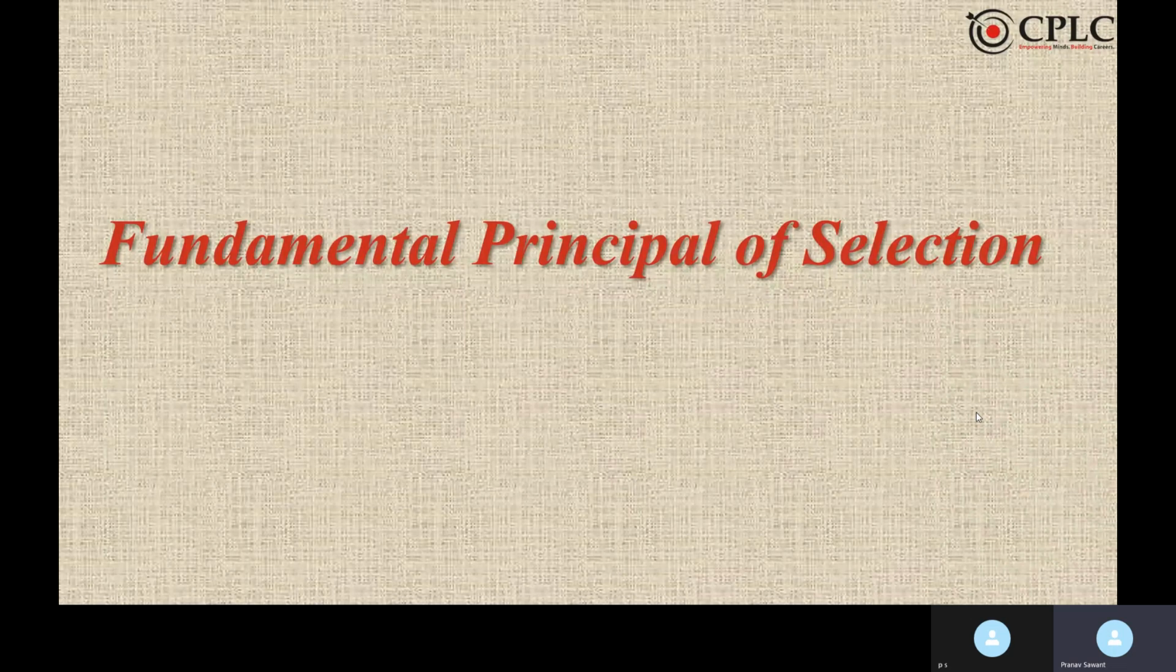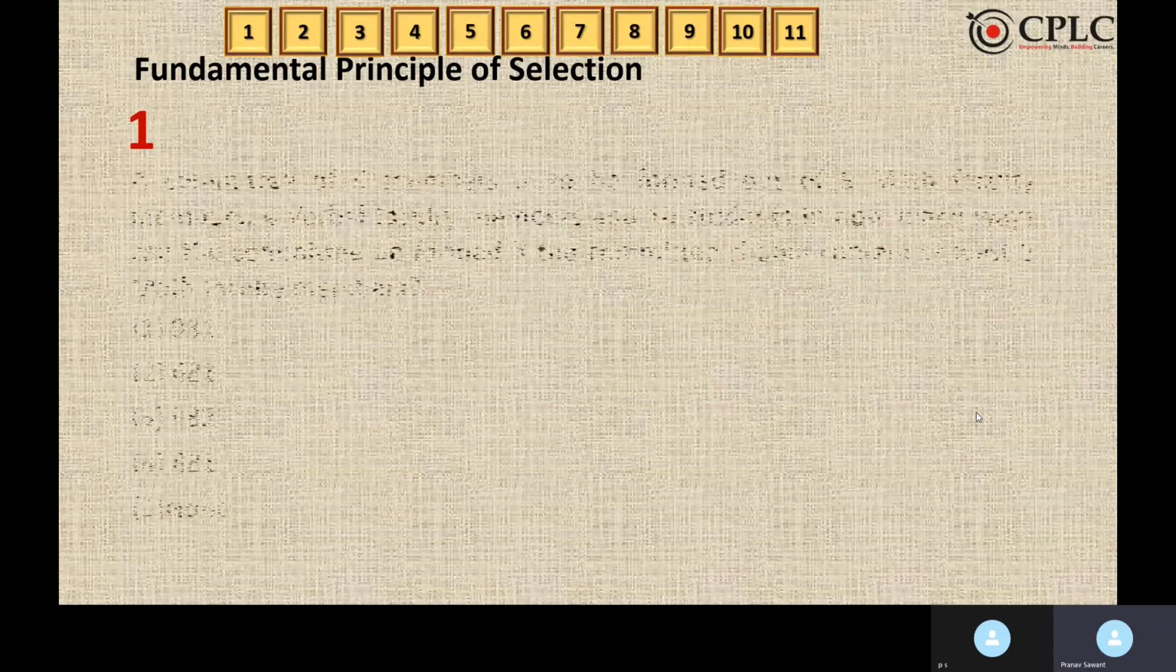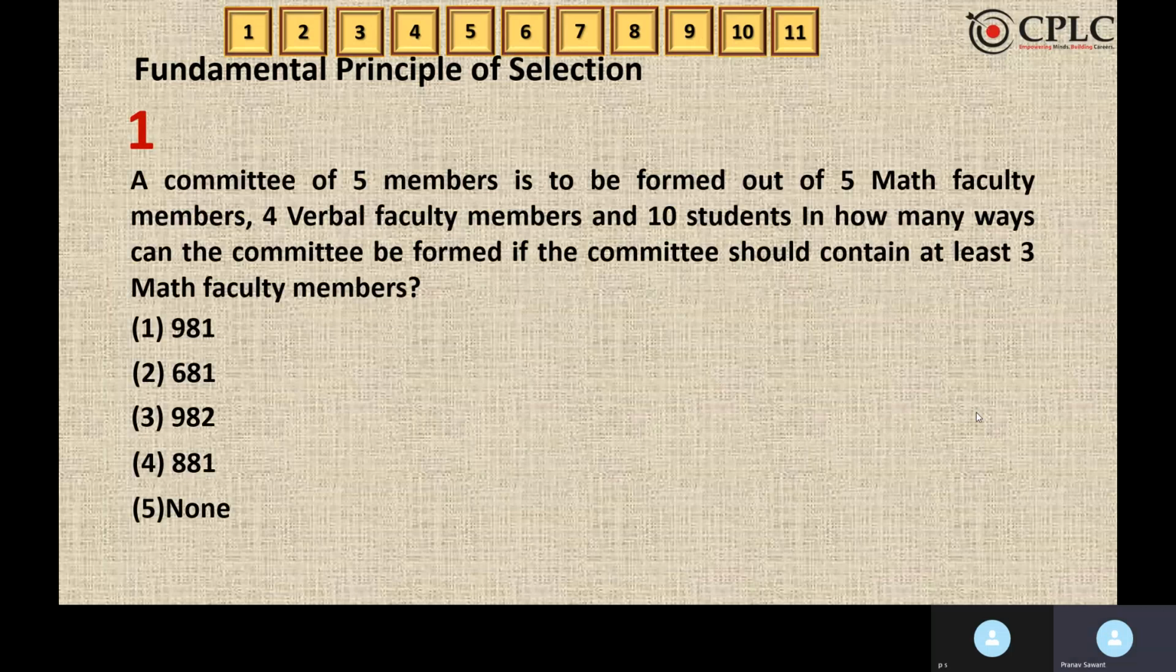Hi guys, so today we are going to solve some questions from the topic Fundamental Principle of Selection. Let's start with the first question. A committee of 5 members is to be formed out of 5 math faculty members, 4 verbal faculty members and 10 students. In how many ways can the committee be formed? The committee should contain at least 3 math faculty members.